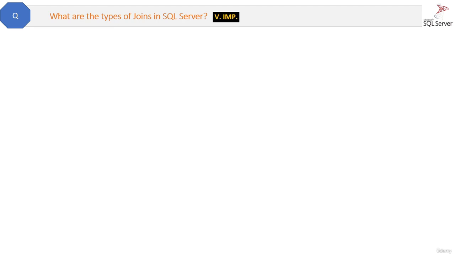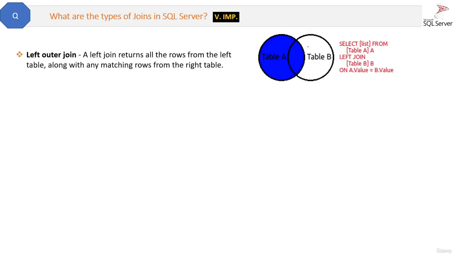Okay, so first of all, outer join. We have three types of outer join. First one is left outer join. A left join returns all the rows from the left table along with the matching rows from the right table. See in the diagram here, all the rows from the left table A will be there, right? But yes, the columns you can choose from both A and B table. You can list this in the select column names list.